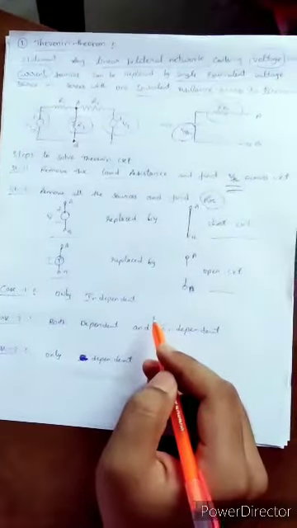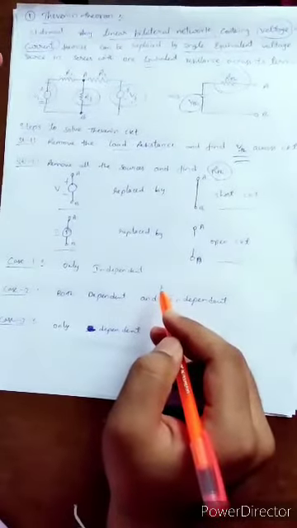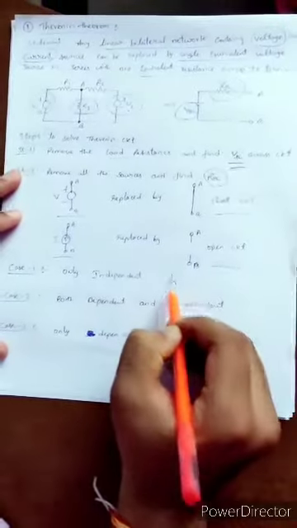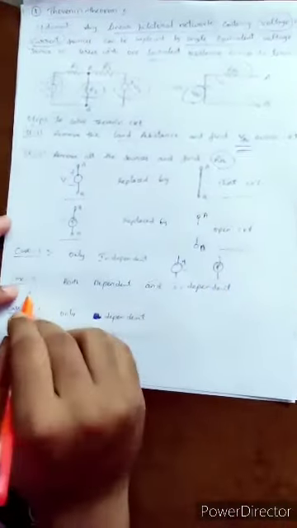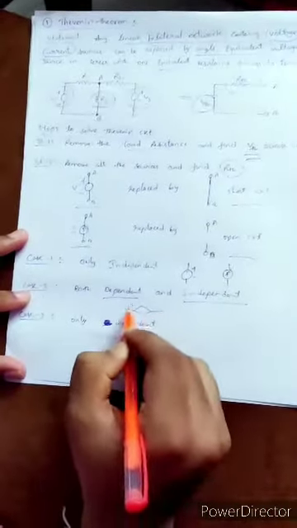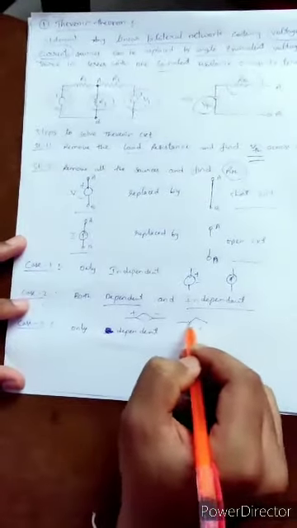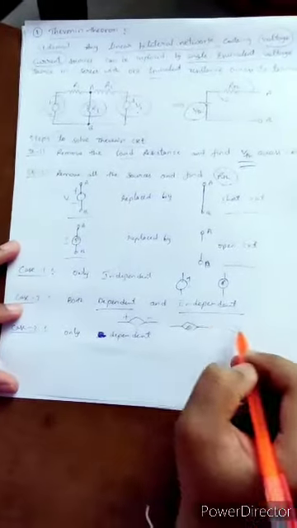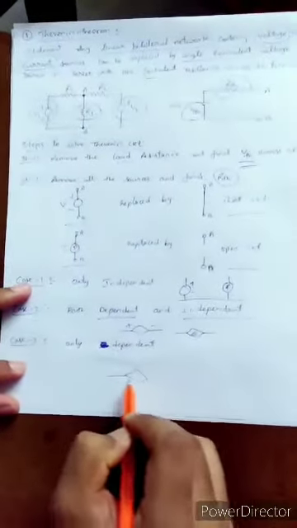Here are three different cases in which we can use Thevenin theorem to solve the complex circuit into an equivalent circuit. Case 1, only independent sources. It may be a voltage source or a current source. Case 2, we have both dependent and independent sources. Dependent sources will be represented like this, a voltage source and a current source, while independent sources are these.